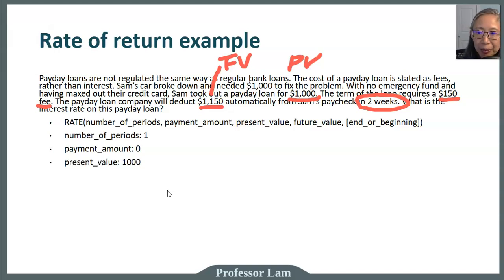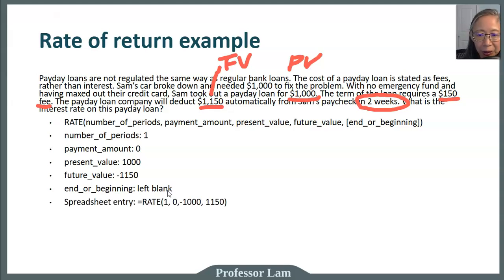Sam's going to receive the $1,000 today, so that's positive. Sam will have to pay back $1,150, so that's negative. Since there's no annuity, we'll leave that blank. You'll use the rate function. We start with the equal sign, equal rate. Pause and try it out on your own. Did you get 0.15? So that means 15%.